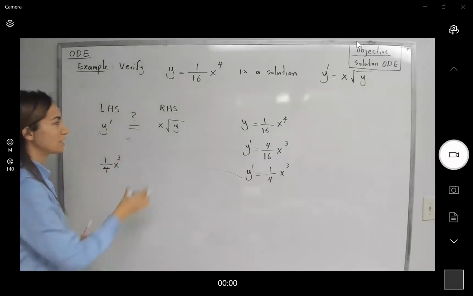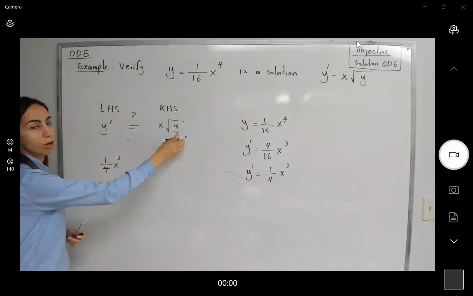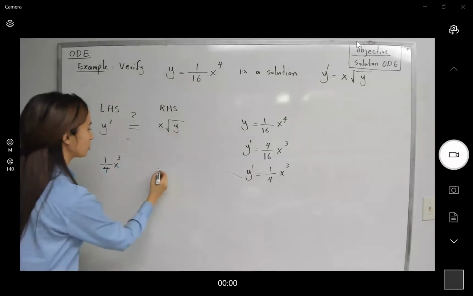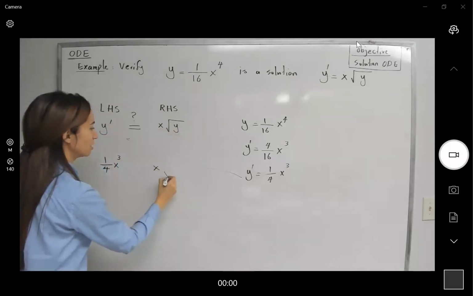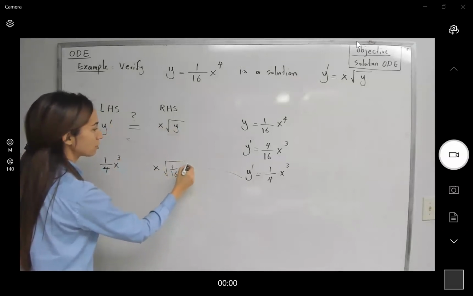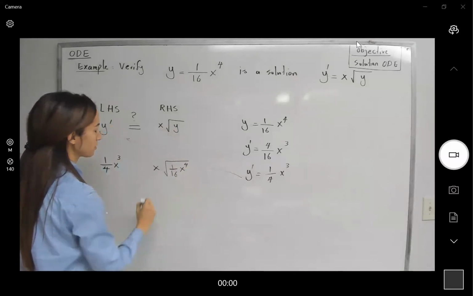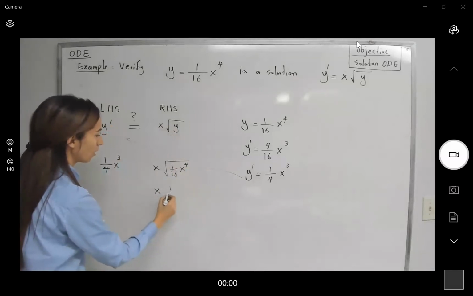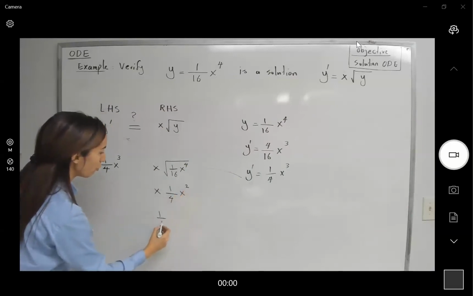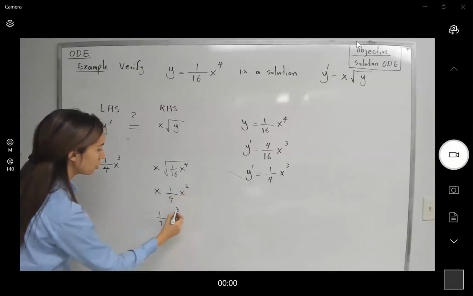What is on the right? X times square root of y. What is y? Y is 1/16 x to the 4th. So you get x times square root of 1/16 x to the 4th. So let us go back to algebra. Simplify this. We get x times 1/4 x squared, which is 1/4 x cubed.